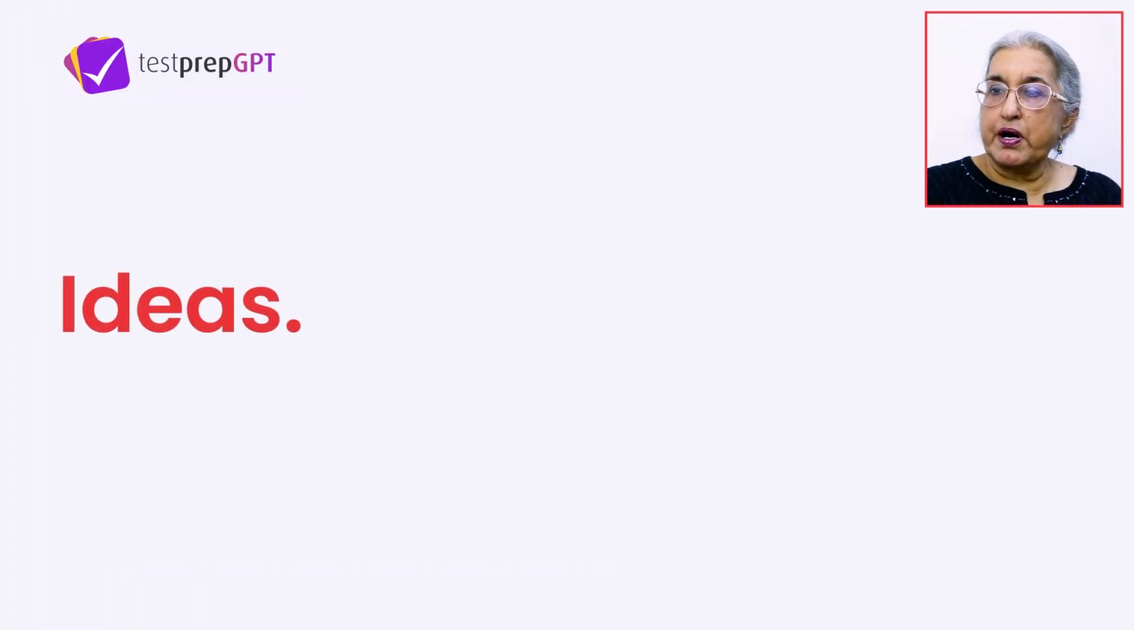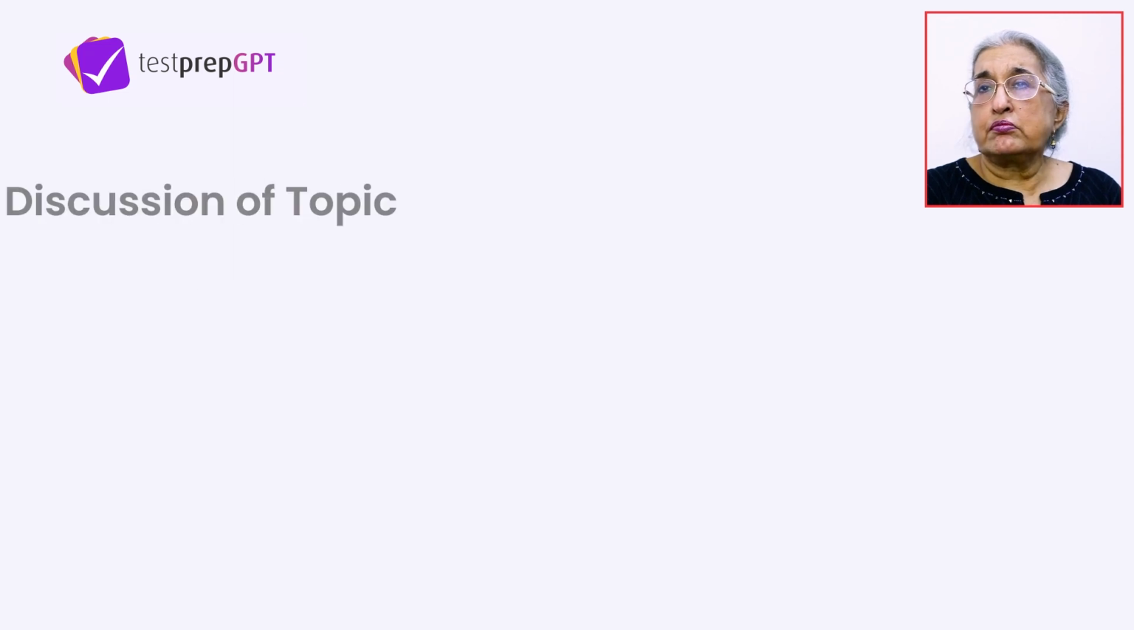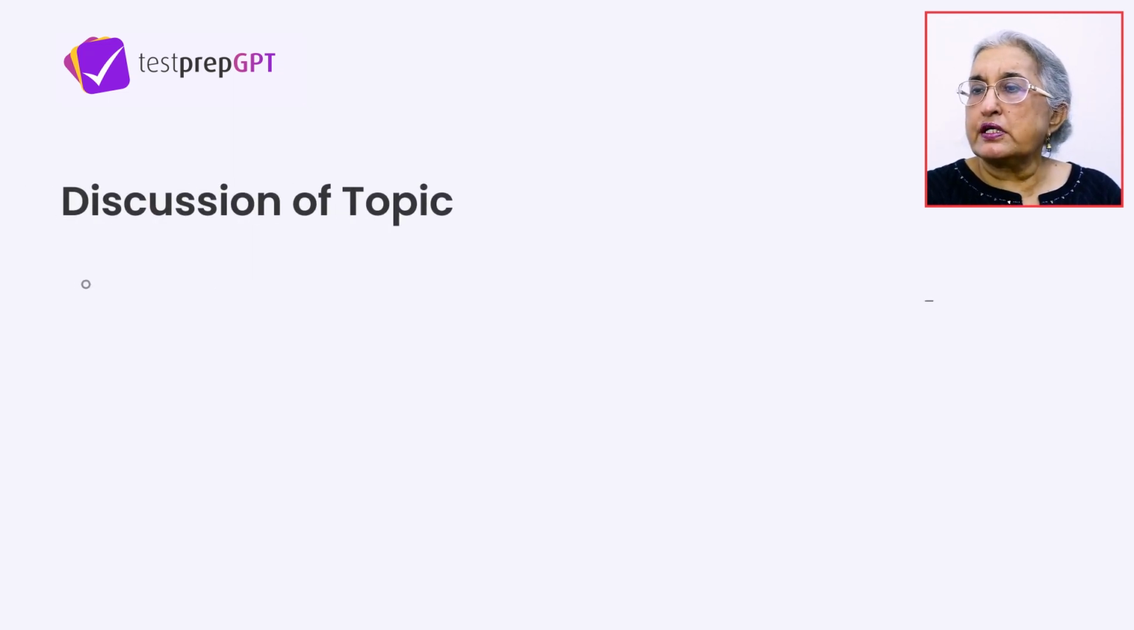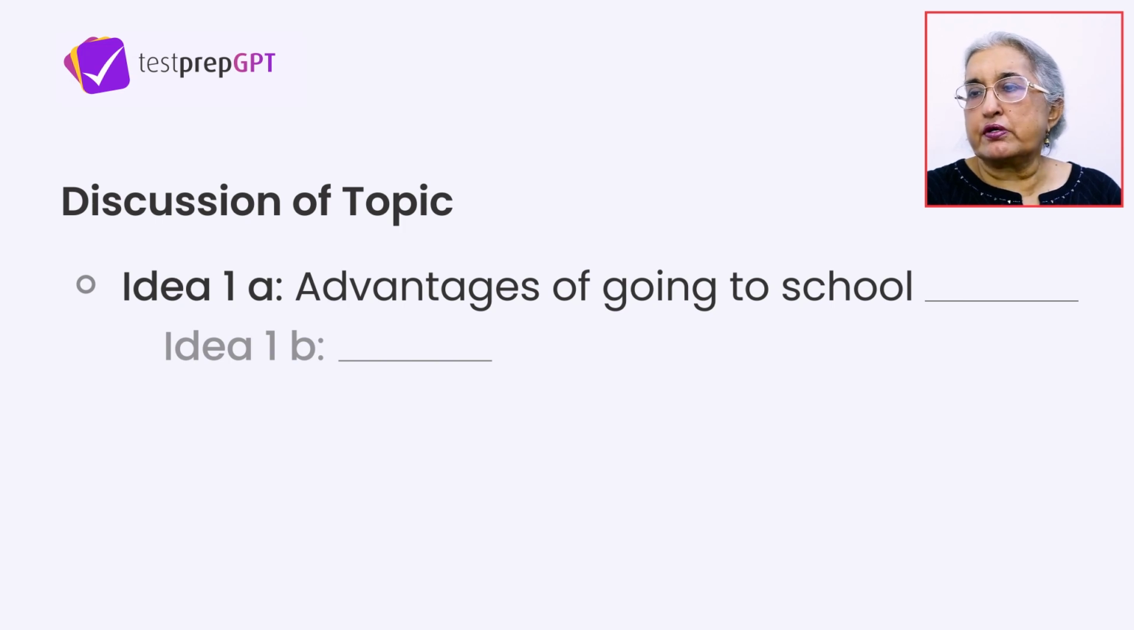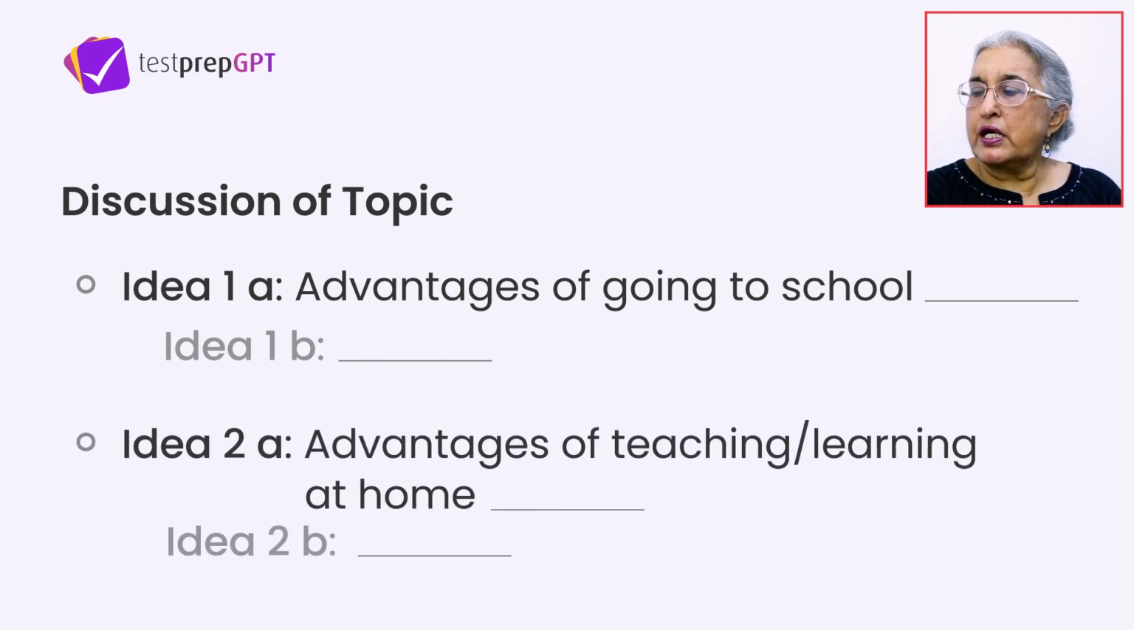Now we come to an important part of your writing, which is really the ideas. You may have a few ideas already about the topic itself. You may have formed an opinion. You may think that children who stay at home for their studies don't benefit so much as children who go to school. Or you might think that going to school is really not useful and it's a waste of time, and it would be better for a child to study at home. So you may have some opinion, but at the same time, you have to consider both the ideas.